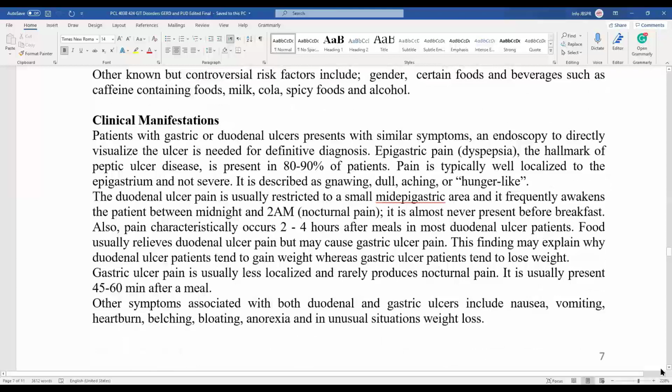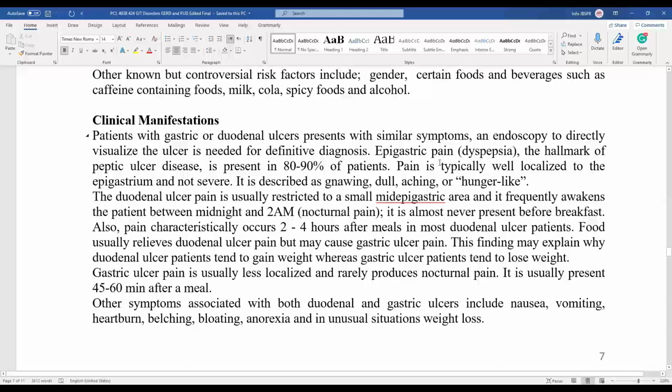Clinical manifestation, whether it is gastric or duodenal, they present with similar symptoms. And of course, when a person is standing like this and is complaining, you cannot differentiate between the stomach and the duodenum. So most times, whatever symptoms you bring out, they are similar until maybe a test is actually done to differentiate the two.